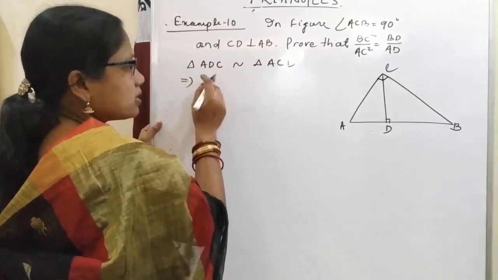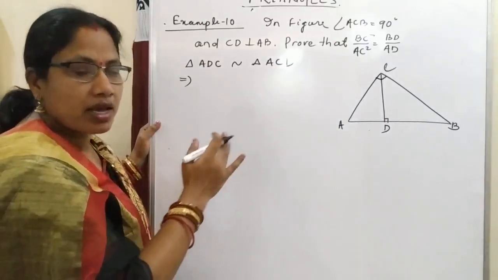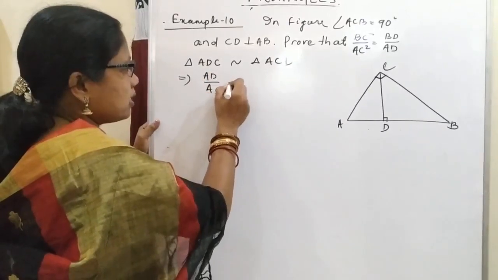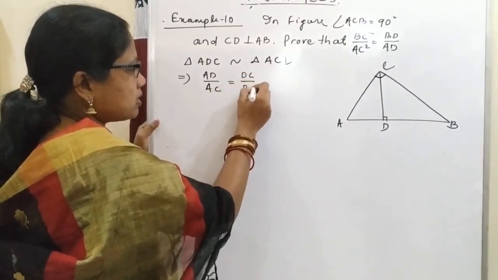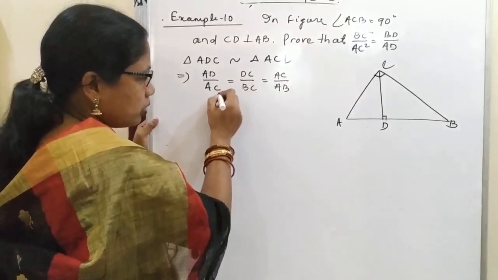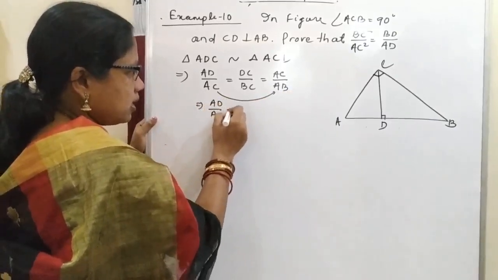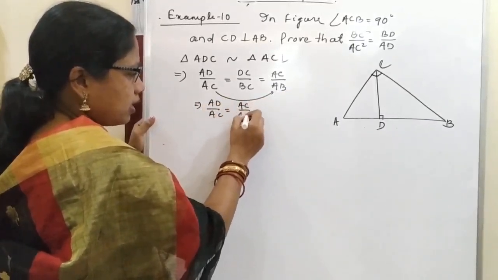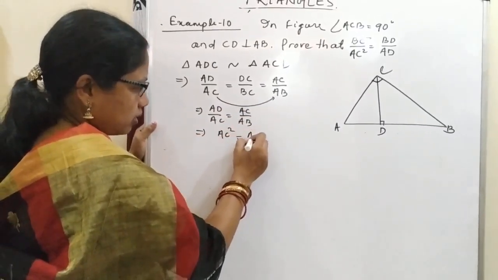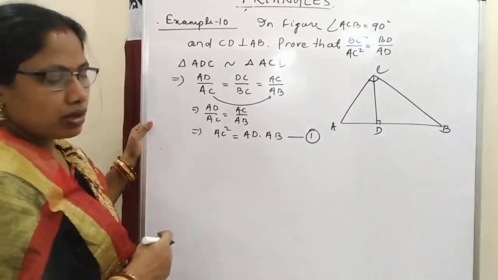So this implies if two triangles are similar, then their corresponding sides are in the same ratio. So AD by AC is equal to DC by BC is equal to AC by AB. We have to use these two proportions. So AD by AC is equal to AC by AB, which gives AC square is equal to AD into AB. So this is our equation 1.